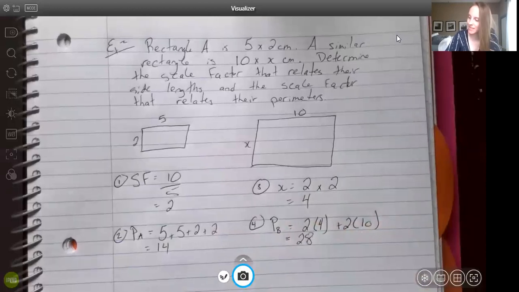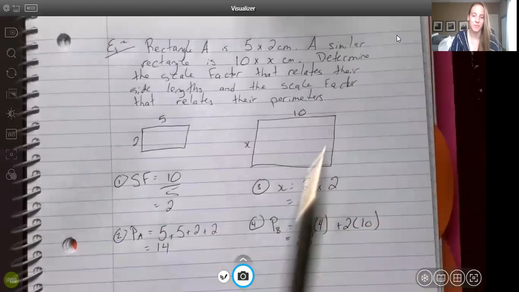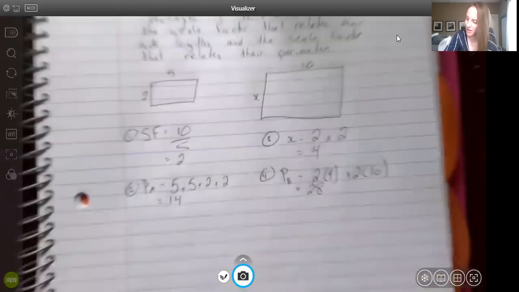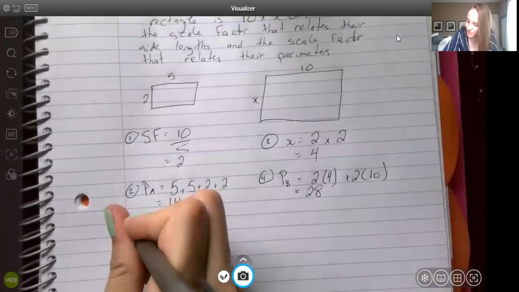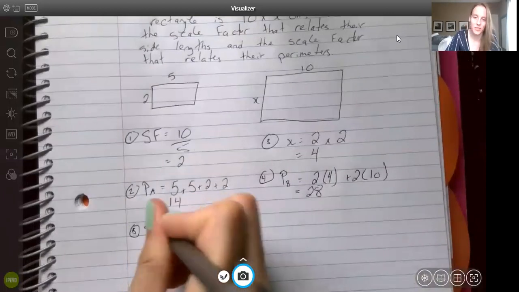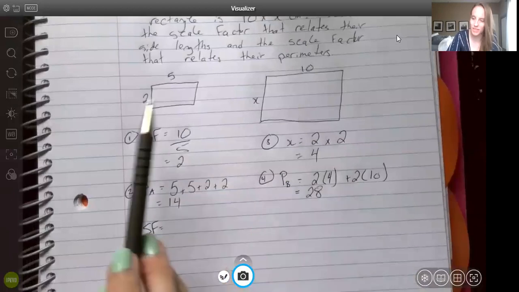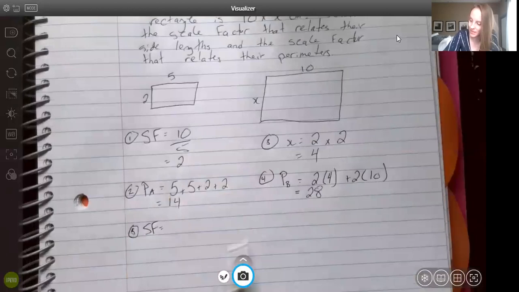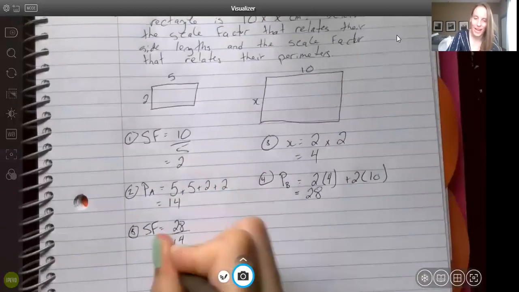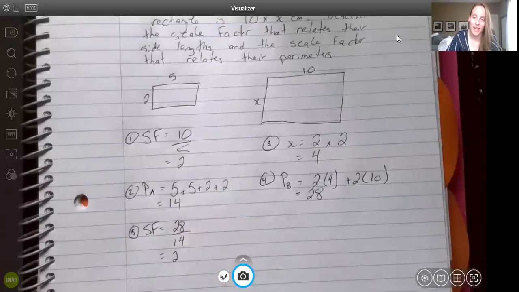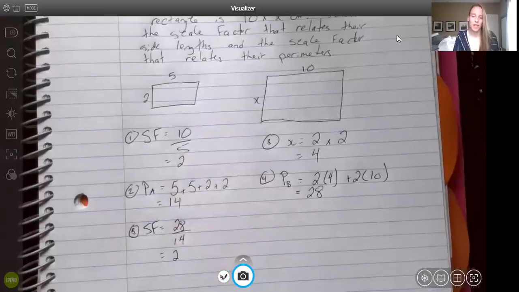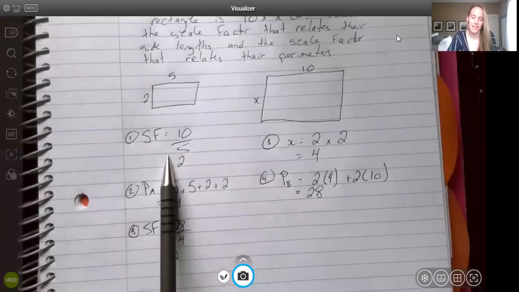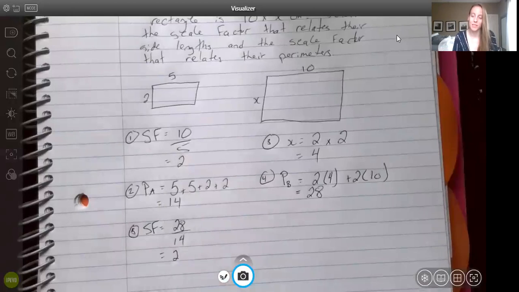And then the last thing it asked for was the scale factor that relates their perimeters. So in order to figure out what that is, I once again just do my new shape divided by the original, so 28 as a perimeter divided by the perimeter of 14. And I will get a scale factor of 2. And this is actually a general rule that applies to any shape that you're dealing with. The scale factor that relates the sides will always be the same as the scale factor that relates the perimeter.